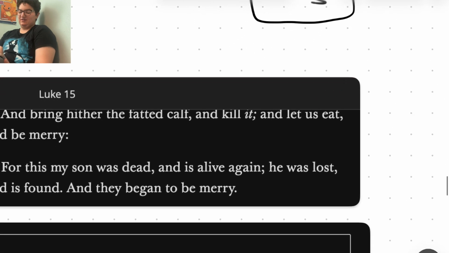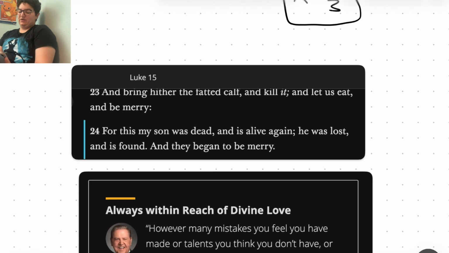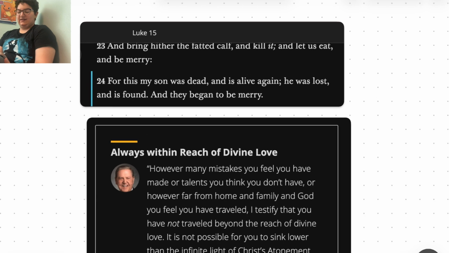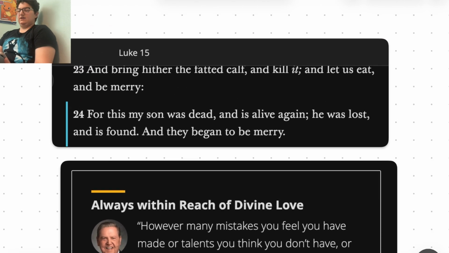And that reminds me of a couple of things. One, it reminds me of the story of the prodigal son, that he tried so many things, and he thought he was so lost. And yet, when his father saw him coming back to the house, he said, "For this my son was dead and is alive again. He was lost and is found." And they began to be merry. He was so excited. He's like, look, you took the harder path for sure, but you're still my son, and I love you, and let's celebrate.